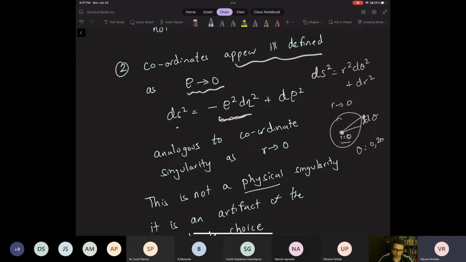So this is called a coordinate singularity. But there's nothing wrong with this point. It's just that my coordinate system doesn't adequately describe that point.